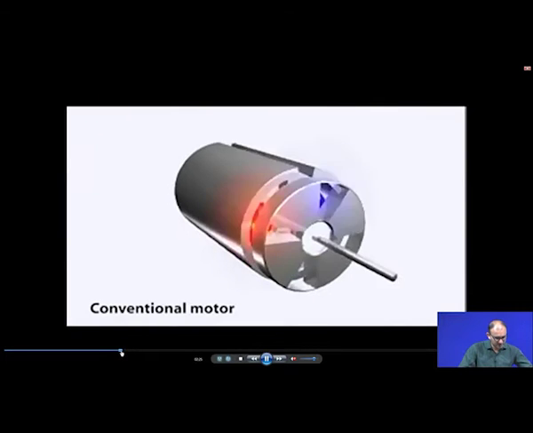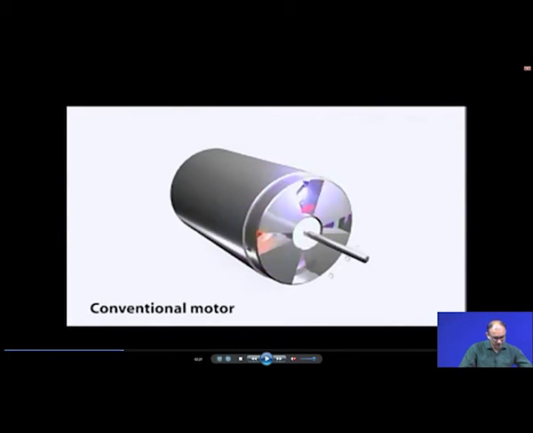Now, this is a conventional motor, correct, where we have a stator and a rotor. The rotor rotates and the stator is around the rotor, and because of this arrangement you get a circular motion, or the rotational motion, in the conventional motor.